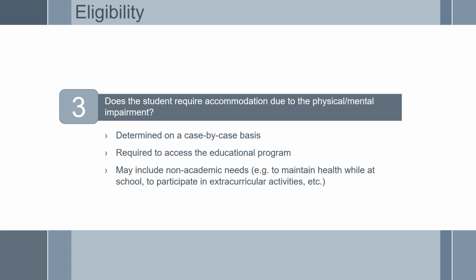The last consideration for eligibility is whether the student requires accommodation due to the impact of the impairment to access his or her educational program. Again, this must be made on a case-by-case basis, and all aspects must be considered, including the student's participation in extracurricular activities.